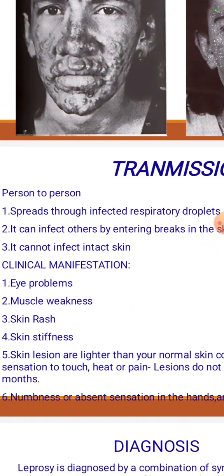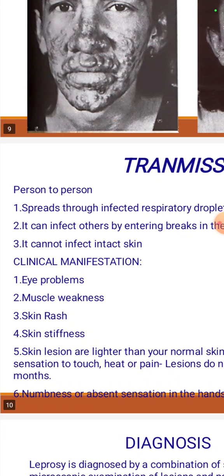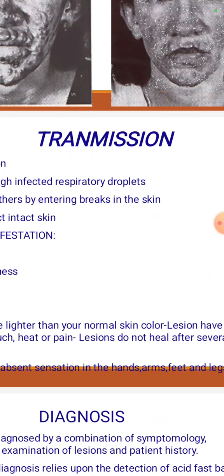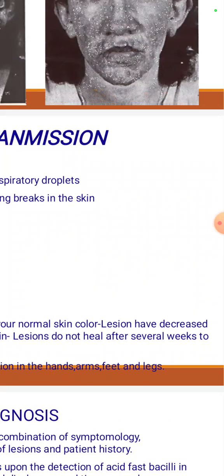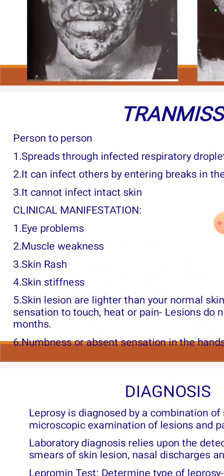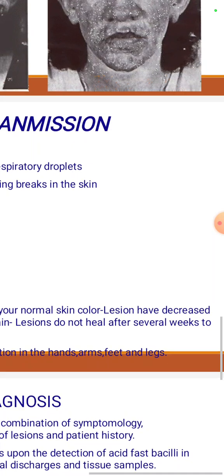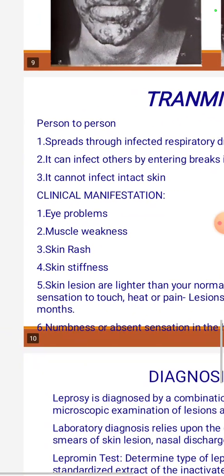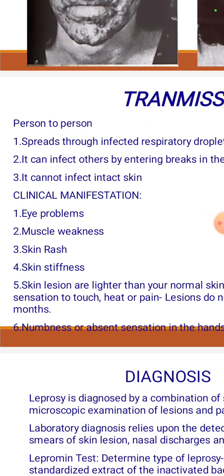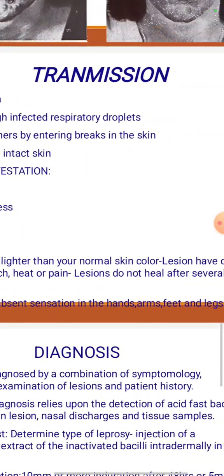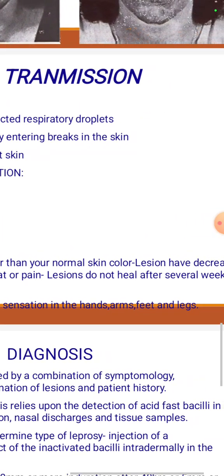Clinical manifestations of Mycobacterium leprae are eye problems, muscle weakness, skin rash and skin stiffness. Skin lesions are lighter than your normal skin. The lesions have decreased sensation to touch, heat or pain. Lesions do not heal after several weeks to months. Numbness or absent sensation in the hands, arms, feet and legs.